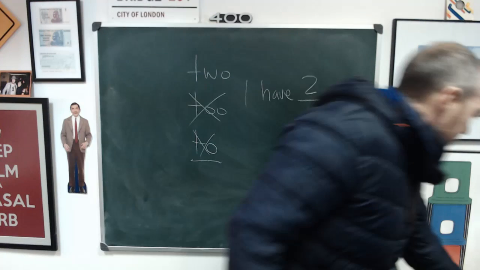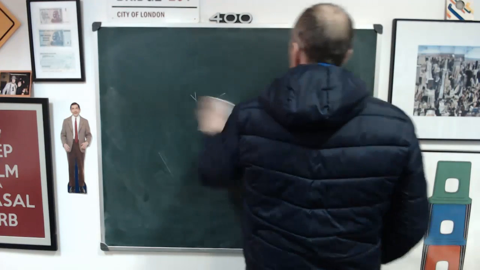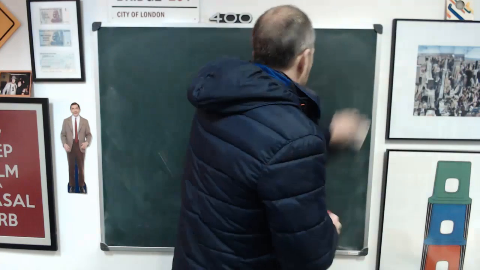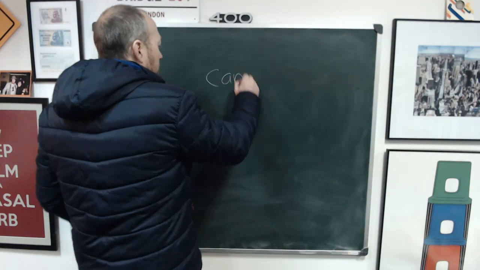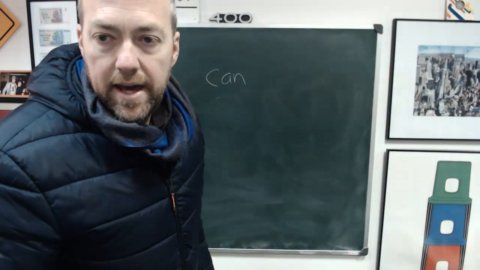Okay, James has a question about the pronunciation of the letter N. So let's have a look at his examples, okay? Canteen, sun.